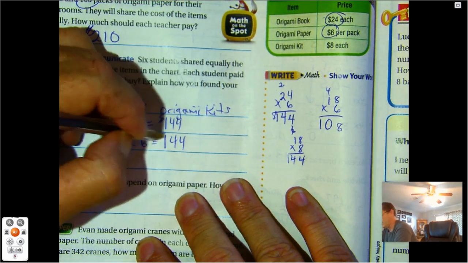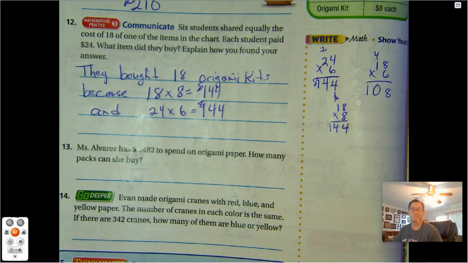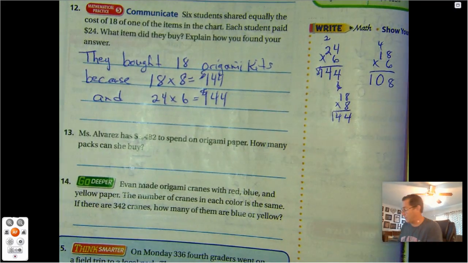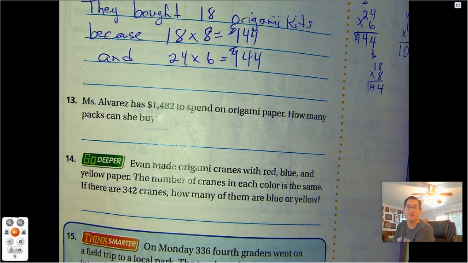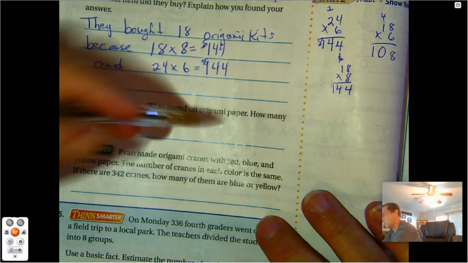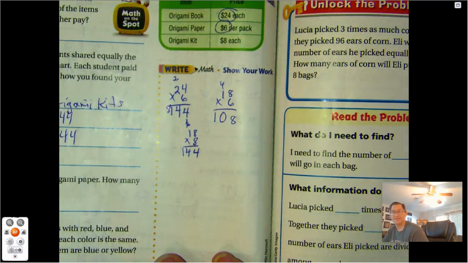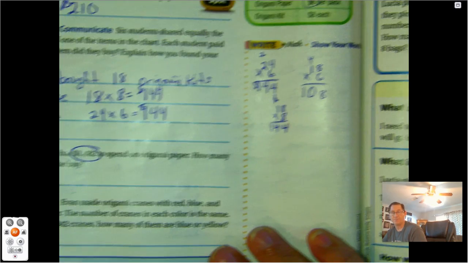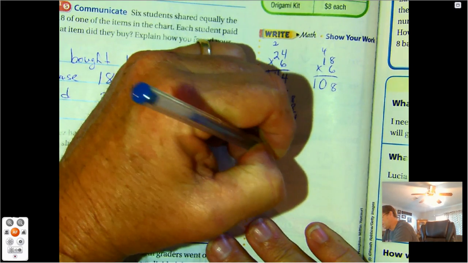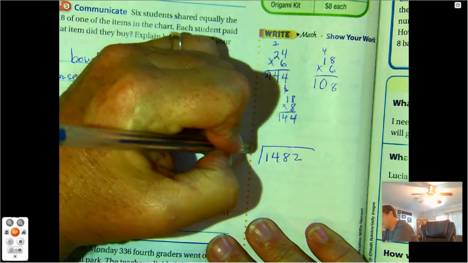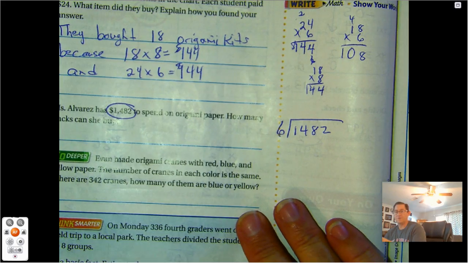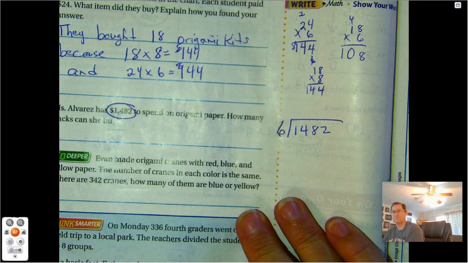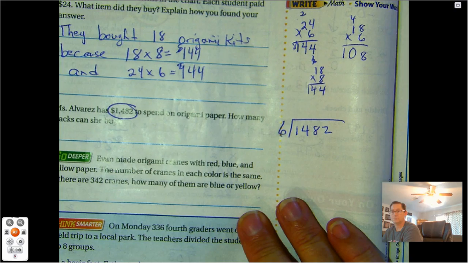Ms. Alvarez has $1,482 to spend on origami paper. How many packs can she buy? $1,482, and she needs to spend $6 per pack for the origami paper. So we can do our work right here. Divide by 6. Okay. So if we put these $6 into different groups, or how many groups of $6 is basically what we're thinking of here.